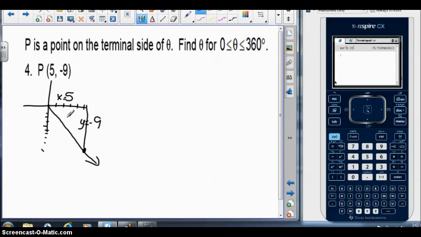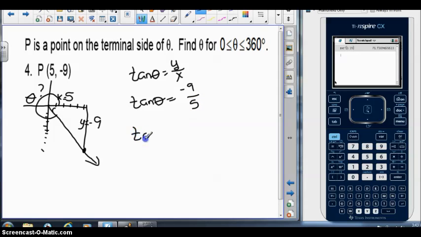Now I could go ahead and calculate r, but they're not asking for r. They want to know what theta is, which is this angle here. By taking the inverse of my trig functions, I can always find theta. We've got an x and a y, and tangent happens to be the ratio of y over x. So the tangent of this particular theta will be -9 over 5.